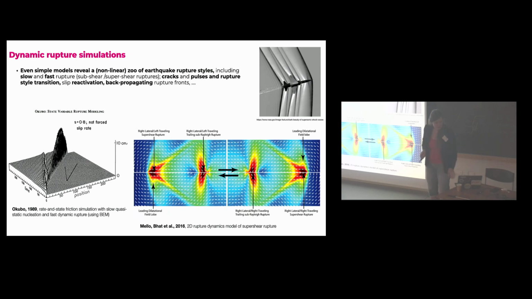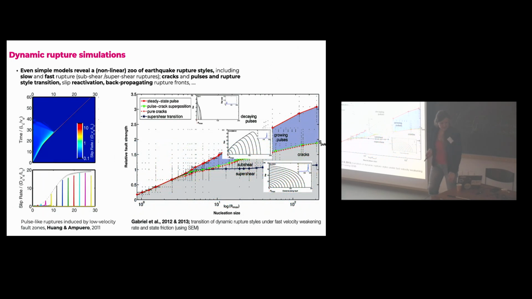We can have different rupture styles, pulses and cracks. We can have slip reactivation, back-propagating rupture fronts. Here are more examples. This is work by Yihe, where they showed that pulse-like ruptures can be induced by adding a low-velocity fault zone in these models.